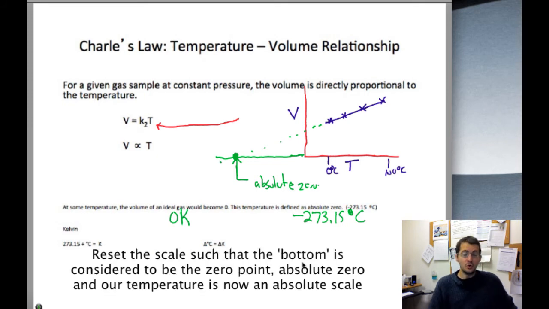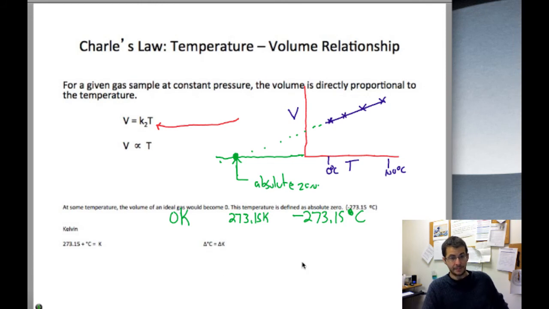So we can create a new scale where rather than the freezing point of water being 0 degrees C, the freezing point of water is 273.15 Kelvin. And just for the sake of correctness, it's Kelvin, not degrees Kelvin, because it's an absolute scale. So we call this the absolute temperature scale, and the absolute temperature scale is based upon the Kelvin.